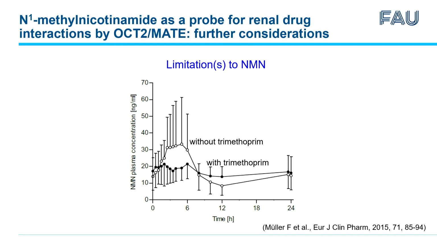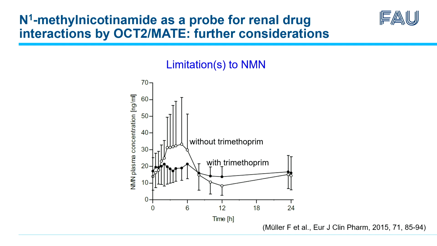There are, of course, limitations, as always, regarding NMN. One major limitation is this previously mentioned aspect of circadian rhythm. It is very pronounced for this compound. You see in the open curve with the open circles the NMN plasma concentrations over the day without an inhibitor, so the normal situation, and there is quite a pronounced increase from the morning to noon, and then there is a decrease throughout the day.